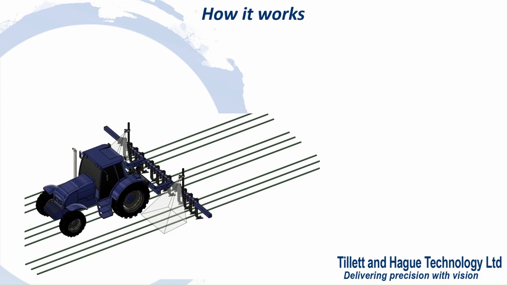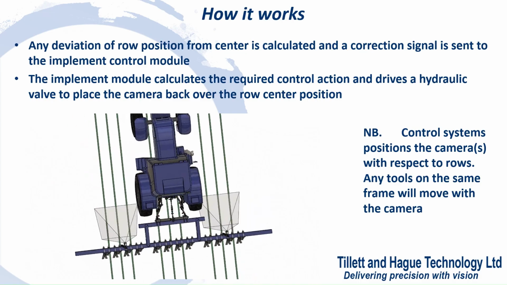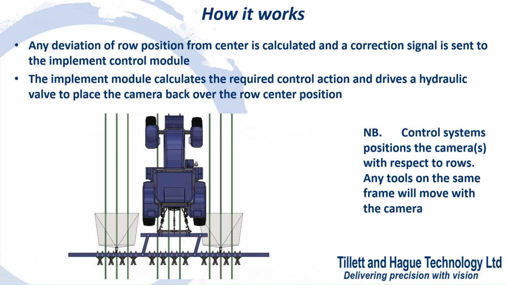So, whilst the image analysis and tracking are quite sophisticated, the control is rather simple. If the view of the rows the camera is tracking deviates from central, a correction is made to bring them back into line. If the rows are to the left of the camera, it steers the implement left, and if they are to the right, it steers right. Typically, that correction is via a hydraulic valve and cylinder.